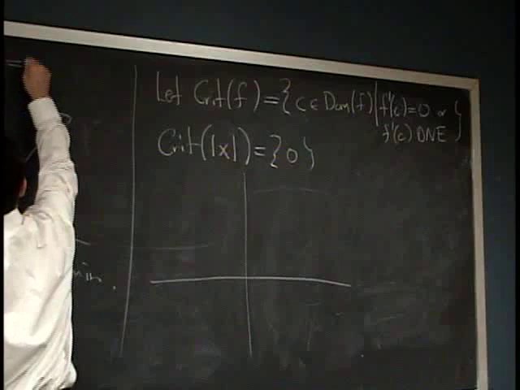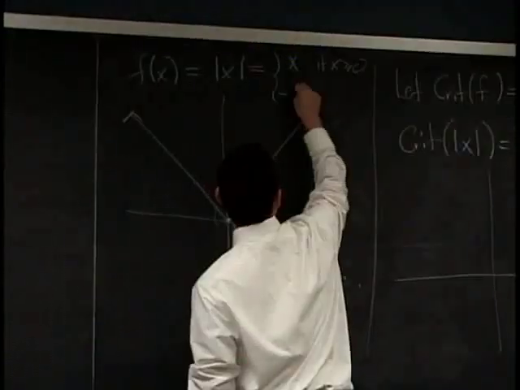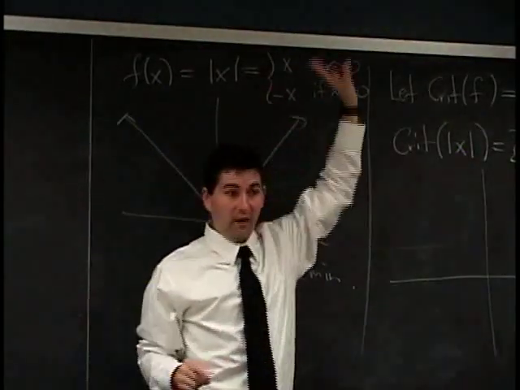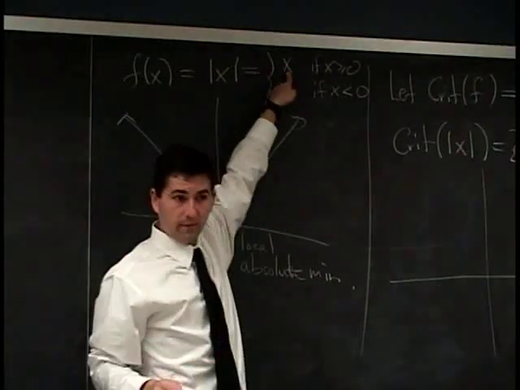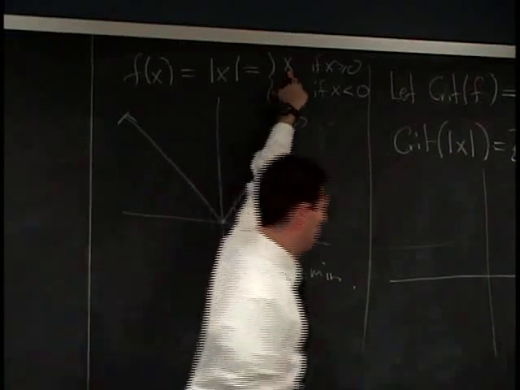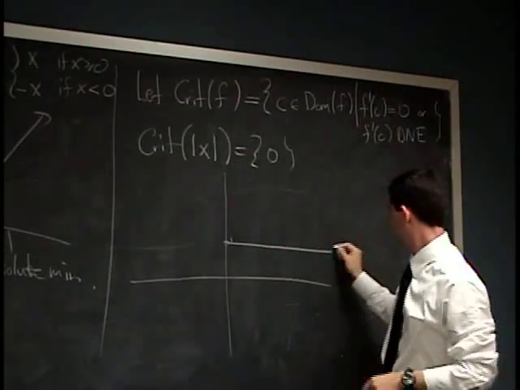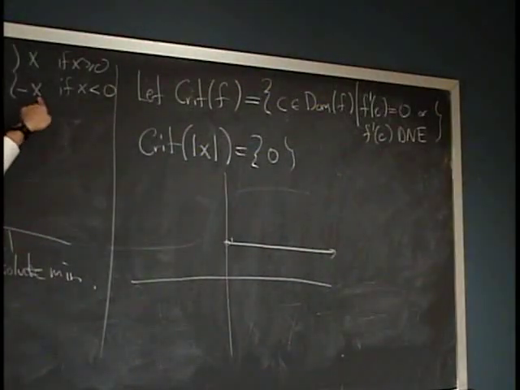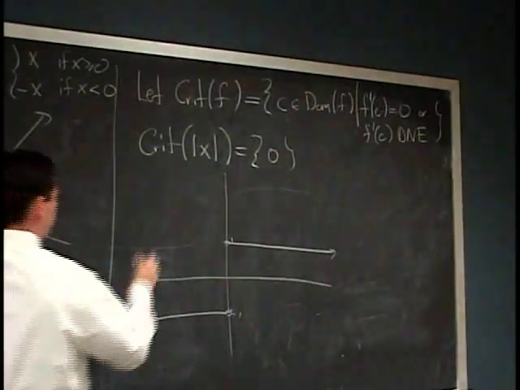Well, remember, this is defined as x if x is greater than or equal to 0, and it's negative x if x is less than 0. So we know at 0, you're not going to have a derivative. Okay, so we can throw that out. If it's bigger than 0, there's no problem. You just take the derivative of x, which is 1. So I'll come up here to 1, and I'll put a little hole at 0, and there's my derivative. 1. And on the left side, the derivative of minus x is minus 1. So I come down here to minus 1, I put a little hole, and okay, so that's the graph of the derivative.